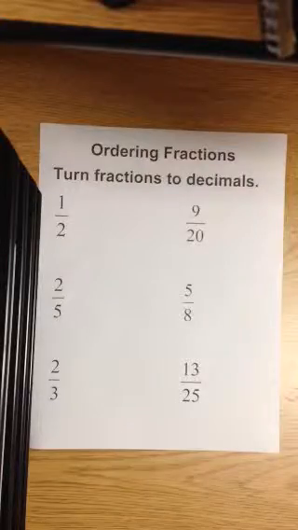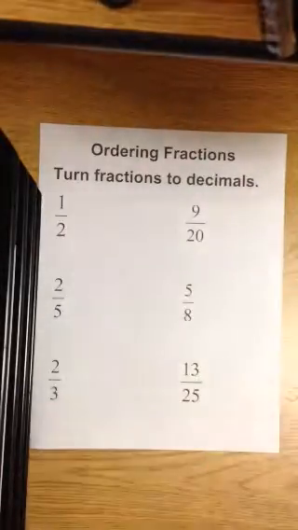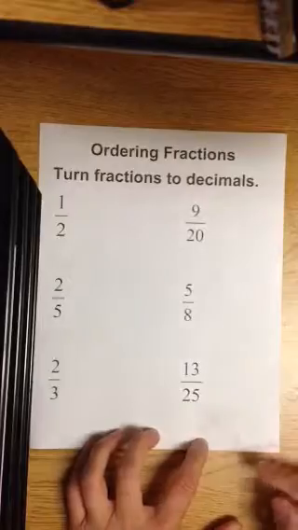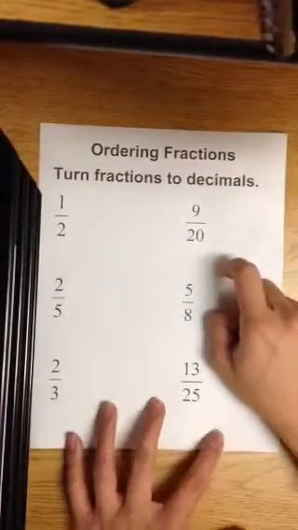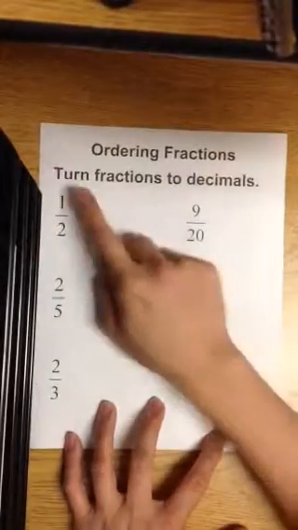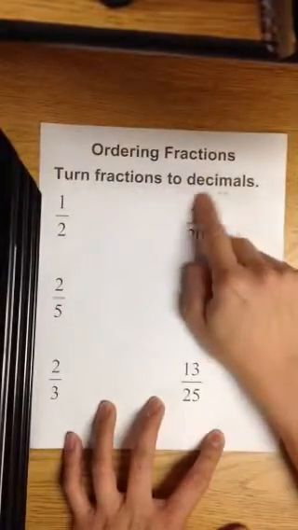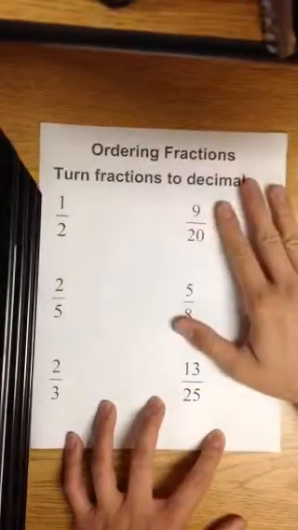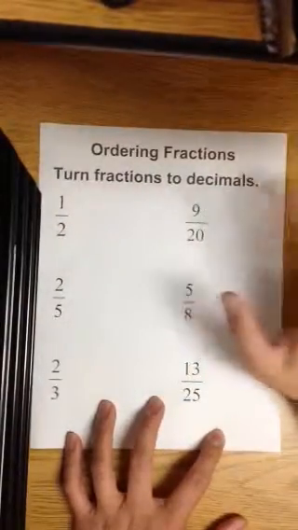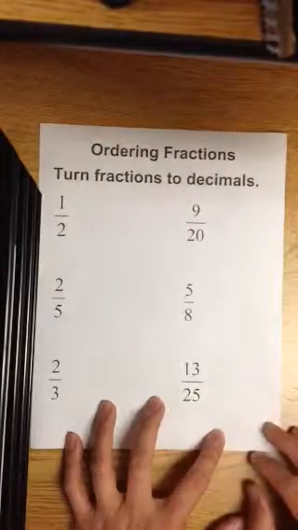We're going to talk about ordering fractions. So we have 6 fractions right here. We need to put them in order from least to greatest or greatest to least. But before we do it, we need to turn these fractions to decimals, to a decimal equivalency. You could draw these, but I'd rather get an exact decimal equivalency.